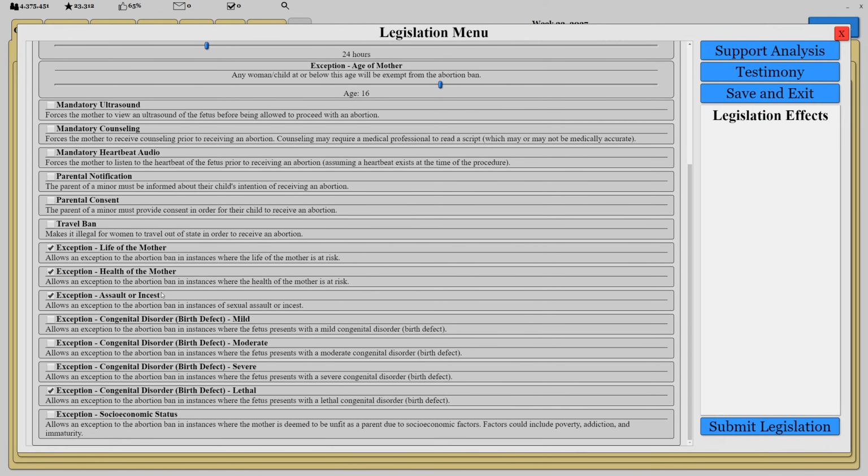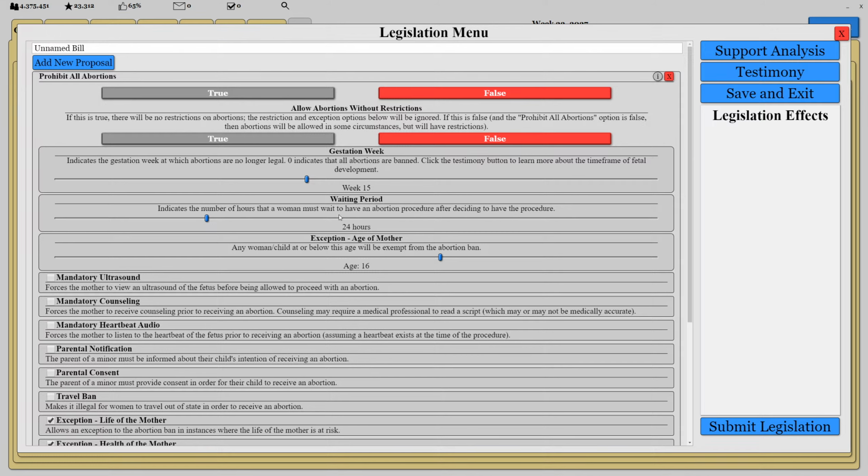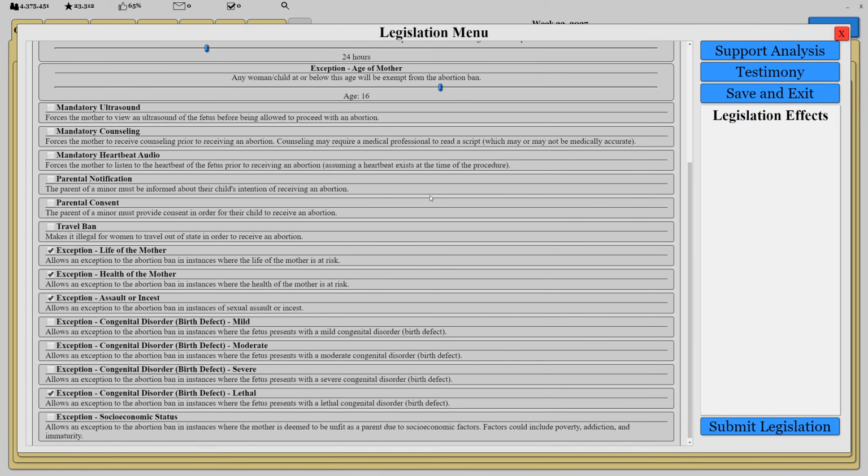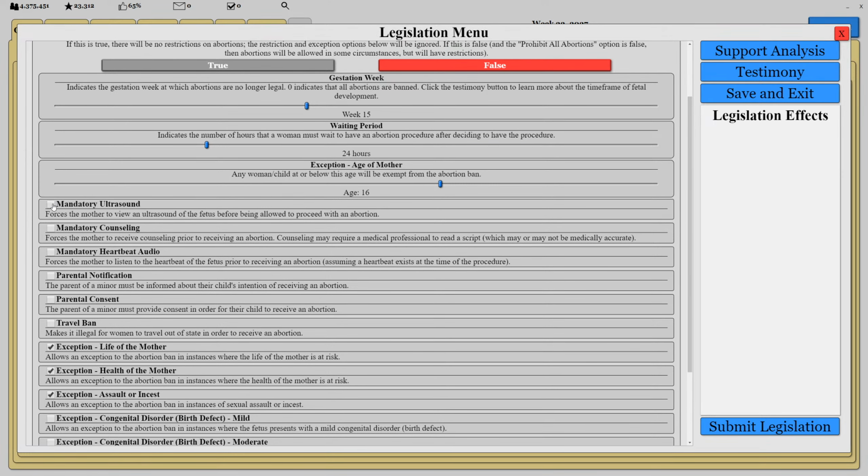Jesus. It's very detailed, honestly. This is true, though. I mean, no restrictions. This is false. And then I have the detailed. We have the ability to do mandatory ultrasound, mandatory counseling, and mandatory heartbeat audio. I like the counseling one because it said forces the mother to receive counseling prior to receiving an abortion. Counseling may require a medical professional to read a script which may or may not be medically accurate.